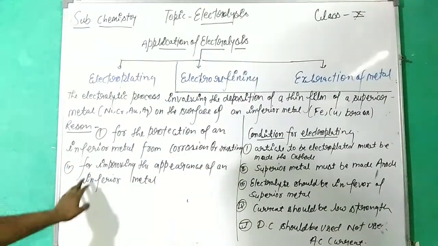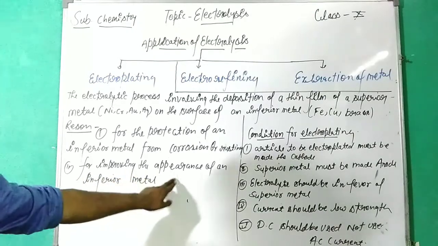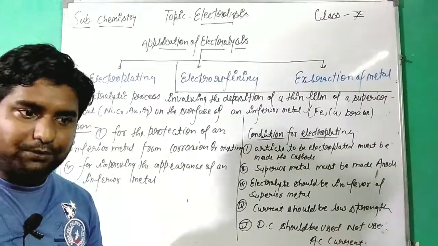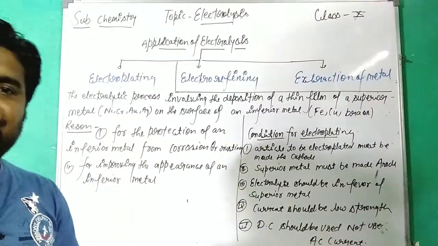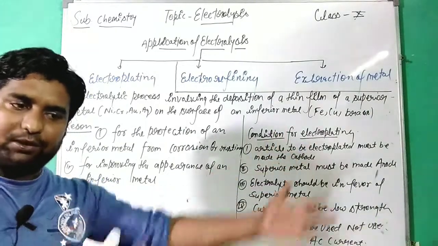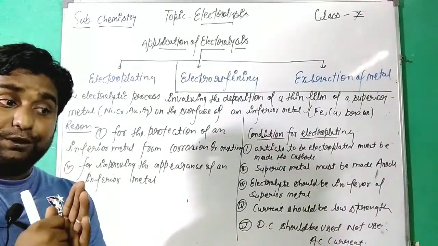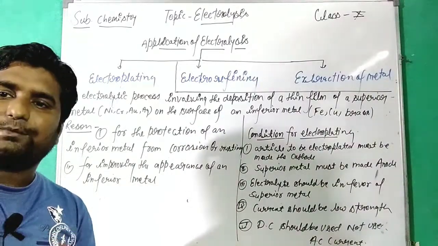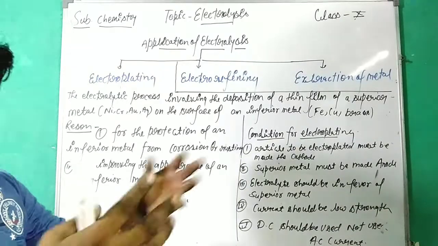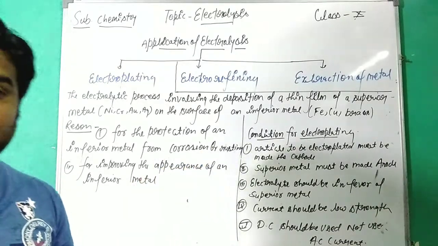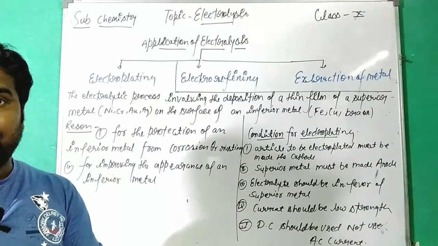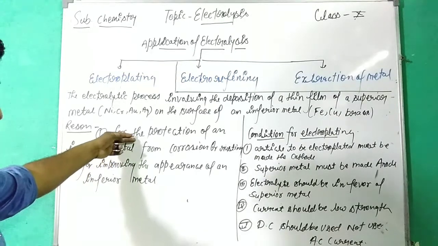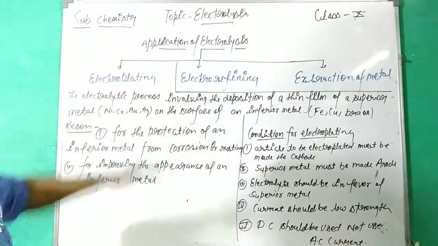The second reason is to improve the appearance of inferior metals. If we take an iron rod, it has a dull color due to rusting and the formation of metal oxides. But if we coat it with another metal which creates a glow on the surface, the physical appearance of the metal becomes bright and attractive. So basically these are the two reasons behind electroplating.